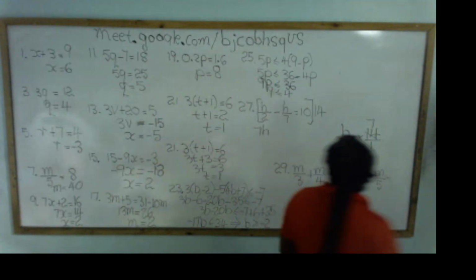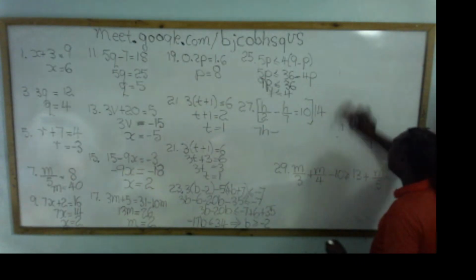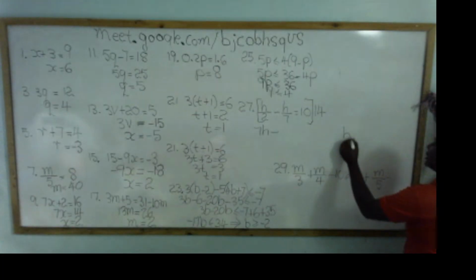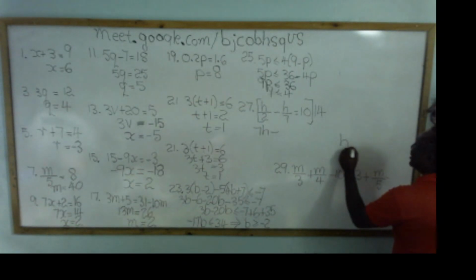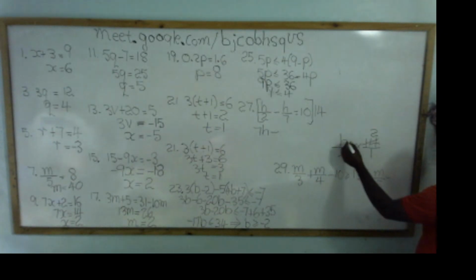What about the next one? No doubt. Do by analogy. H over, I'm going to put it down a little bit lower. H over 7 multiplied by 14. What will happen? The 7 will go into the 14 to be 2. And h times 2 is 2h.